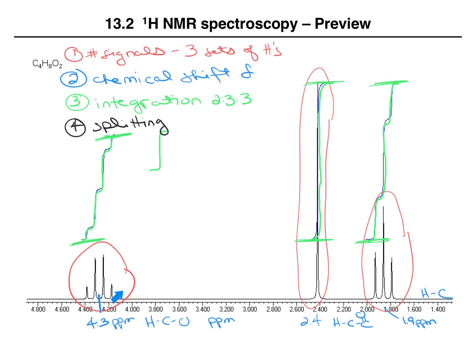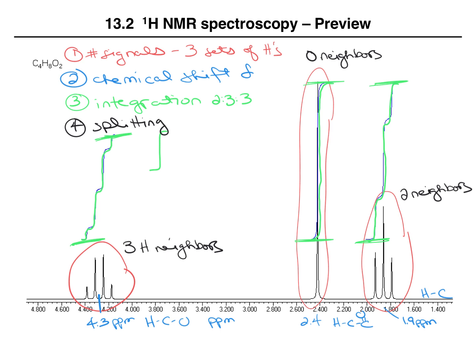So for this first signal, because there are 4 peaks, that tells us that the hydrogens that give rise to the signal have 3 hydrogen neighbors. For the second signal, this is a singlet, so that means that the hydrogens that give rise to the signal have 0 neighbors. And then the third signal, we have a triplet. There are 3 peaks, so that tells us that the hydrogens that give rise to this signal have 2 neighbors. So that's the information that can be determined from the splitting.